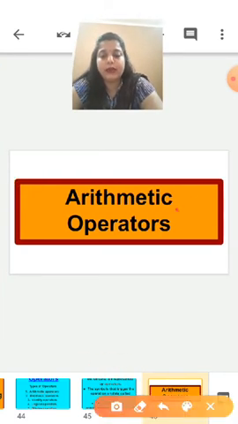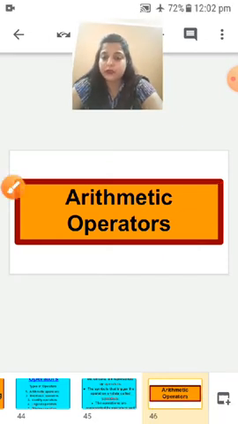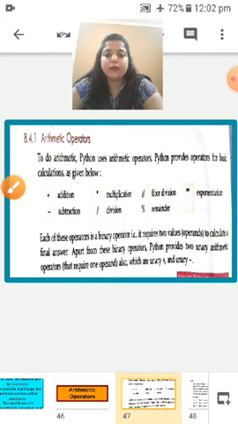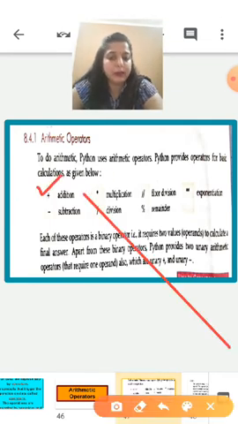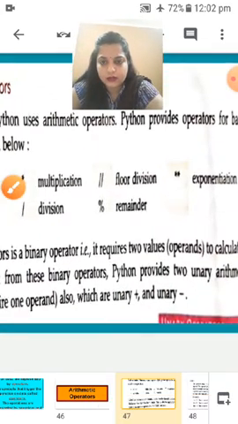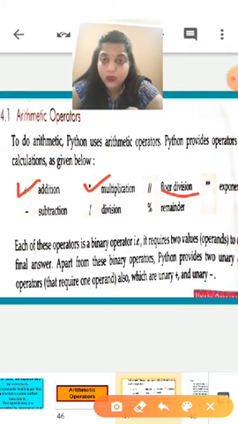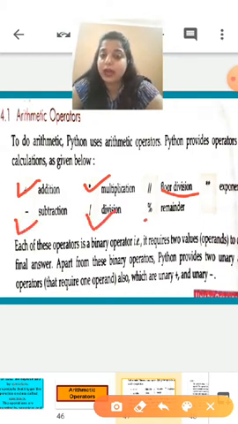In arithmetic operators, let's see what we are going to discuss. To do arithmetic, Python uses arithmetic operators. We have many types of arithmetic operators. We have addition, multiplication, and this is called floor division. This is new for you. I will explain floor division after a few minutes. Then you have subtraction, division, and remainder.